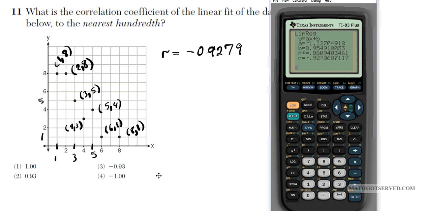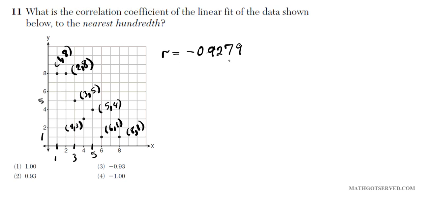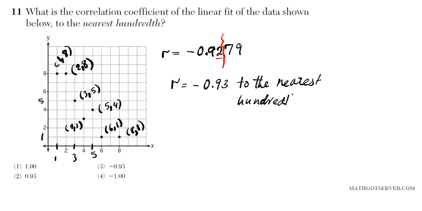The problem asks us to round to the nearest hundredth, so we're rounding to the second decimal place. Okay, so be careful with that. So if we round to the second decimal place, the number behind it is greater than 5. So we're going to add 1, we're going to round up. So R is going to be negative 0.93 to the nearest hundredth. And our answer is option number 3.